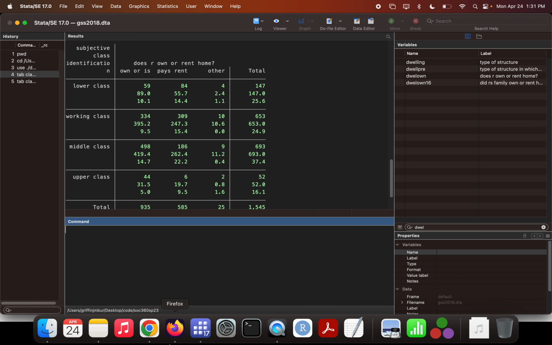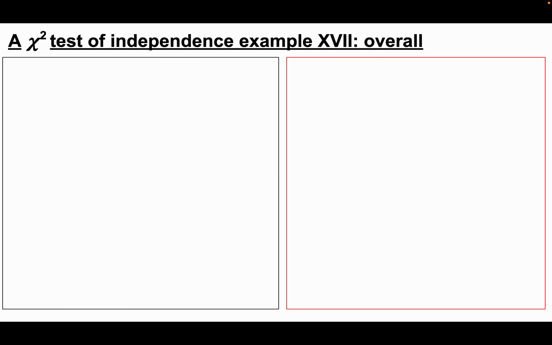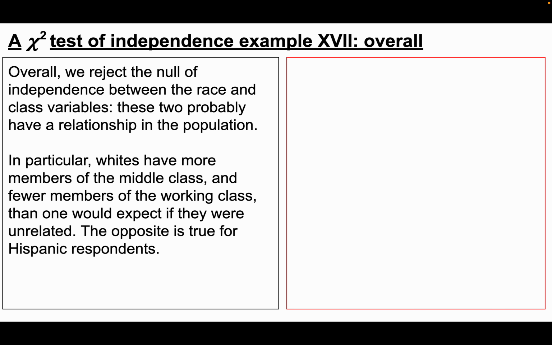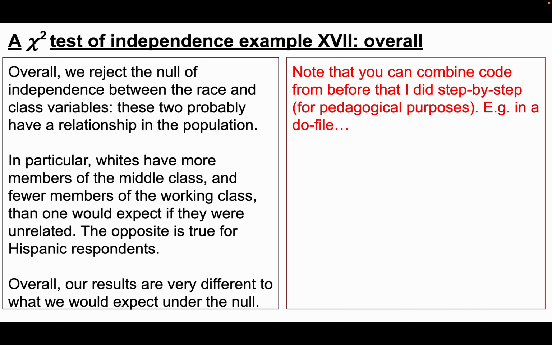You can put it all in one table if you want. I just thought that might be confusing here. So what do we conclude overall? We reject the null of independence between the race and the class variables. These two things probably have a relationship in the population. Basically, under the null of no relationship, we saw results that would be extremely weird if the two were unrelated. In particular, whites have more members of the middle class and fewer members of the working class than one would expect if they were unrelated. The opposite is true for Hispanic respondents. Overall, our results are very different to what we would expect under the null.